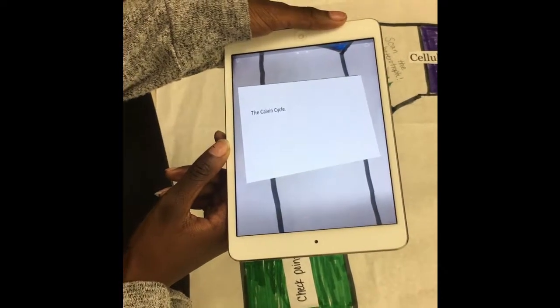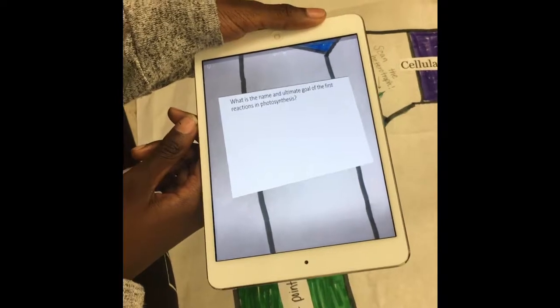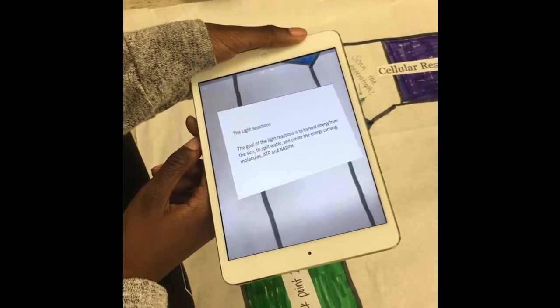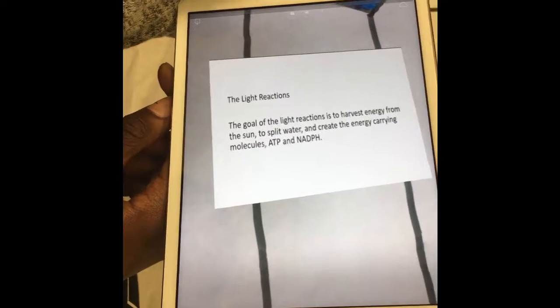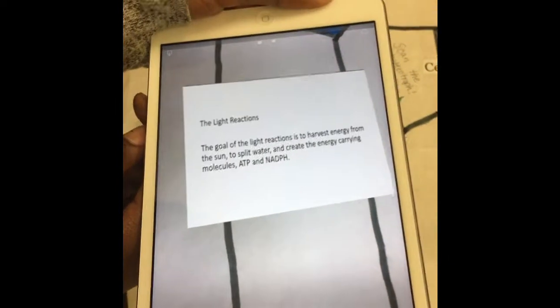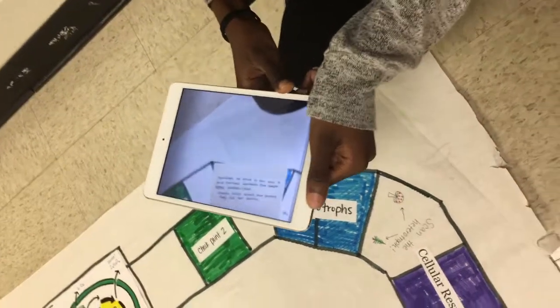Oh, you got that one right, guys. Let's look at the next question. The first one looks like light reactions, and I think the ultimate goal is to split water, or H2O. Ooh, light reactions, and look at that, to split water as well as creating energy. Good job, guys. And okay, guys, let's scan heterotroph.